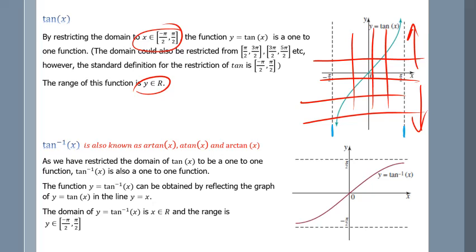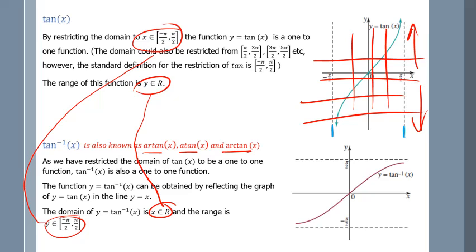For our inverse function of tan, it's also known as artan, atan, or arctan. When we flip around our domain and range, our range becomes our domain for our inverse function, and our domain becomes our range for our inverse function.